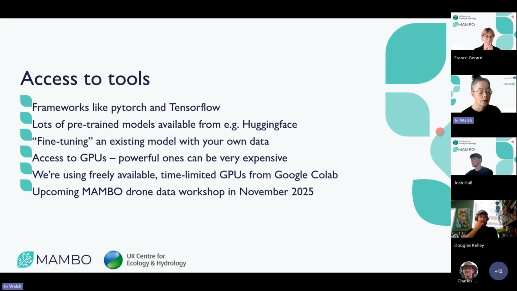Another limitation in making this work accessible is access to GPU-based computers. Powerful GPUs can be really expensive. And that's one reason that we've chosen for this project and this problem a more traditional model architecture, which is relatively quick and cheap to train and to run. We're using for our projects and for the public-facing workshops that we're planning to do in November, the freely available, though quite time-limited GPUs that you can get from Google Colab's notebook service.